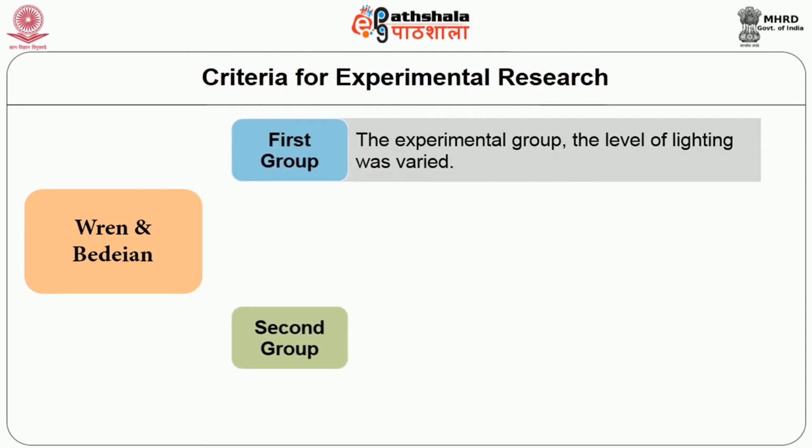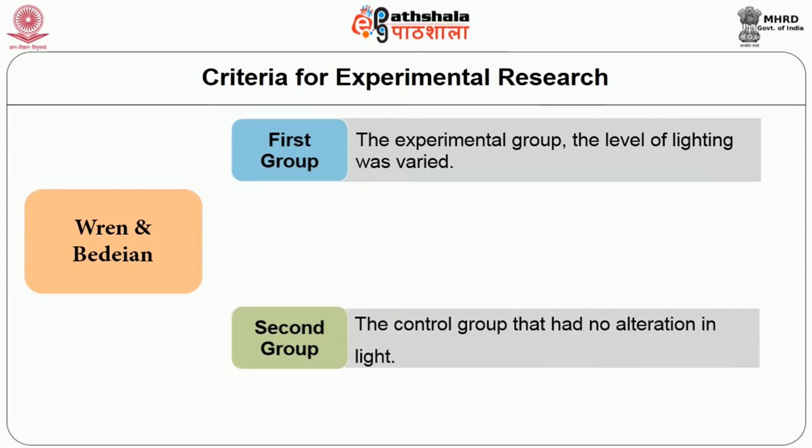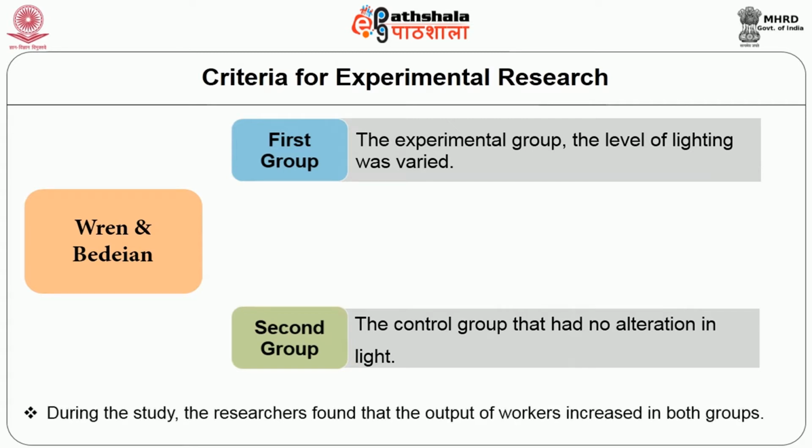In the first group, known as the experimental group, the level of lighting was varied. The second one was the control group that had no alterations in light. During the study, the researcher found that the output of workers increased in both the groups.